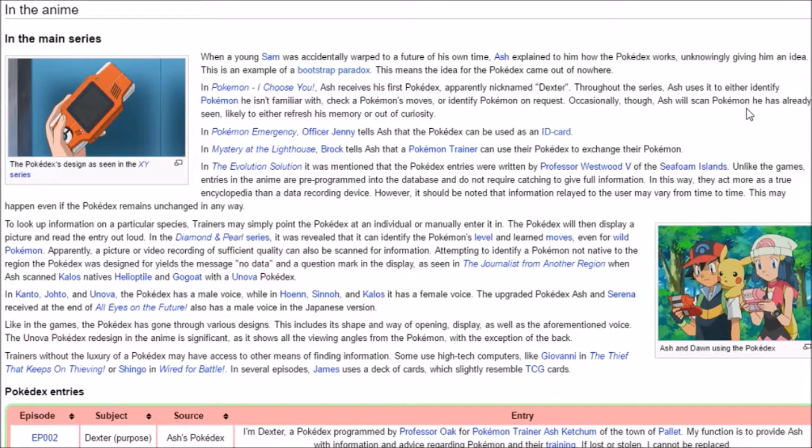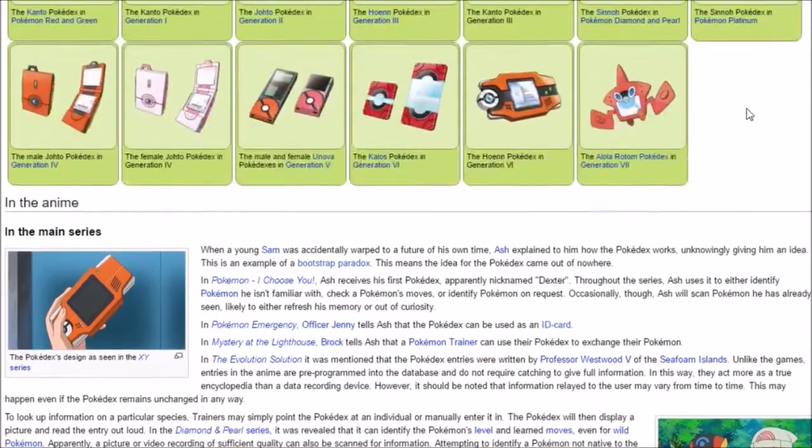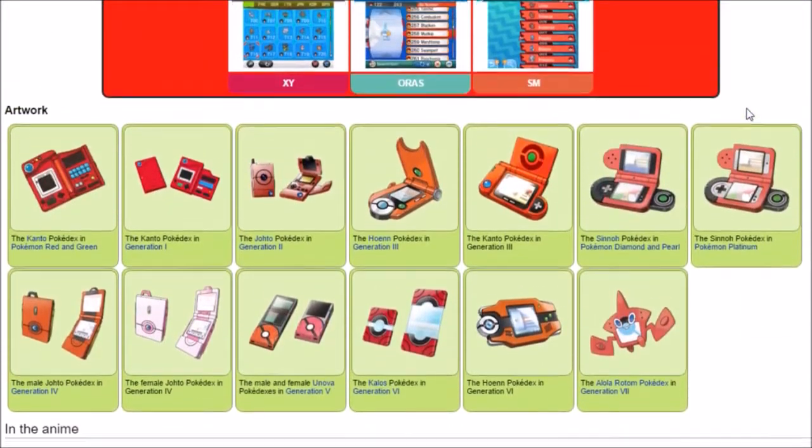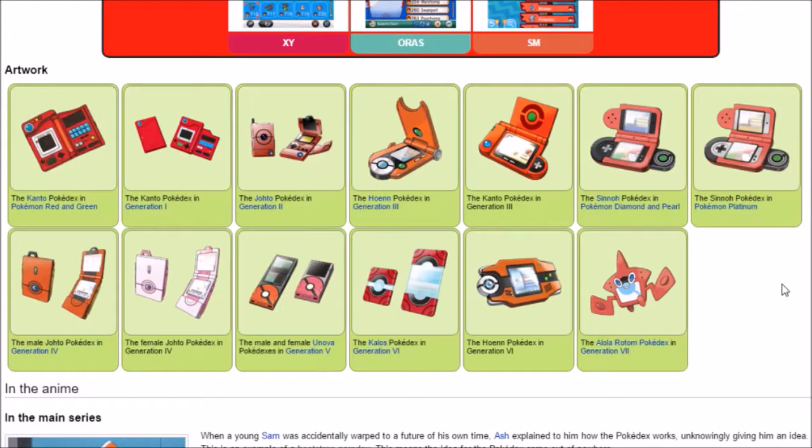Basically, to answer the question that many people ask about how, if Professor Oak gathered so much information, how come the Pokedex is empty? Well, it's not completely empty. The information is in there, but you have to meet the Pokemon again to access it. And the point of this is that you have to gather more data.